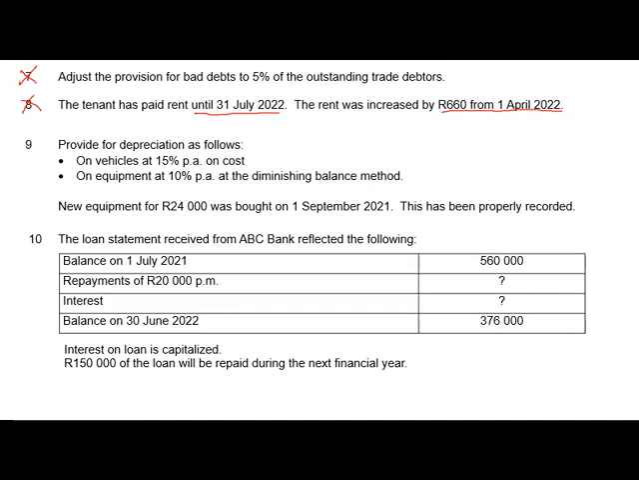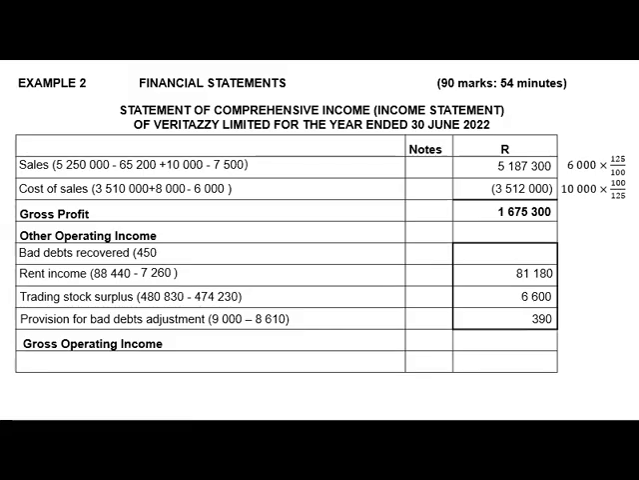Okay. So basically I've just explained everything here. You would have seen what we did. Let me recap. I subtracted 7,260 from my rent income because my rent income will decrease by that 7,260. It was not earned. It is not supposed to have been received in the current financial year.